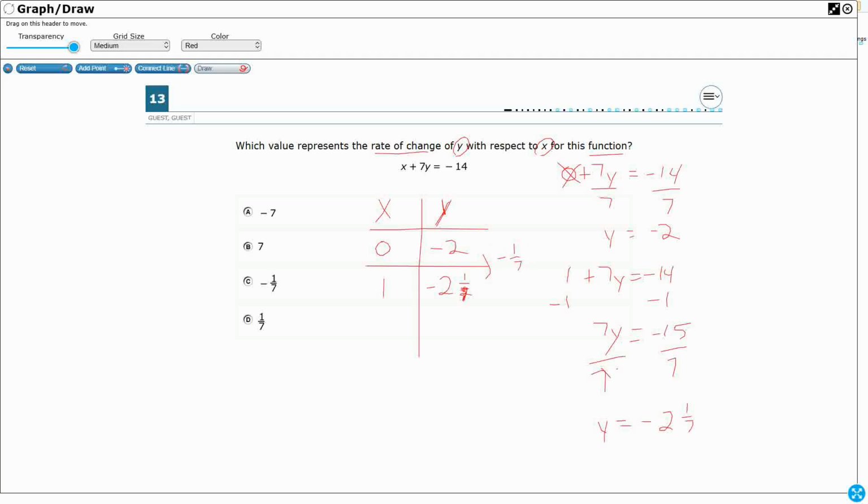Let's do one more just to verify. I mean, it looks linear, but it should be that same constant rate. So if x is 2, 2 plus 7y equals negative 14. We're going to subtract 2, and that's going to be 7y equals negative 16. Divided by 7, y equals negative 16 sevenths. 7 goes into 16 twice, and there's 2 left. Okay, so I see this incremental change.